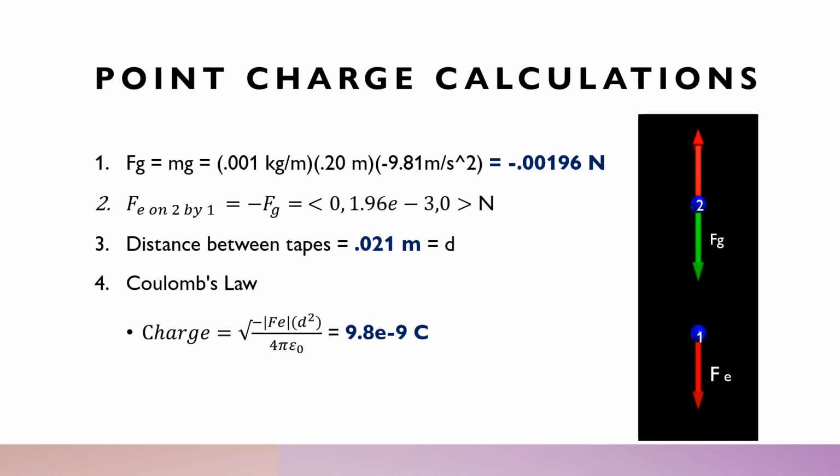When this experiment was completed in Lab 1, we used a point charge in order to calculate the charge of the tapes. When we did this, we first calculated the force of gravity, and then we calculated the fact that the force of the charge was going to be equal to the opposite of the force of gravity, which gave us that same value but in the opposite direction. So then we also measured the distance between the tapes, which is 0.021 meters, and we were able to put these values into Coulomb's law in order to calculate the charge being 9.8 e to the negative 9 coulombs.